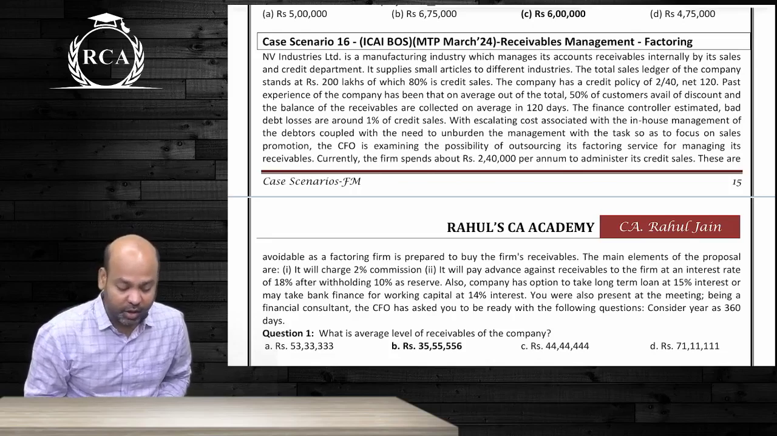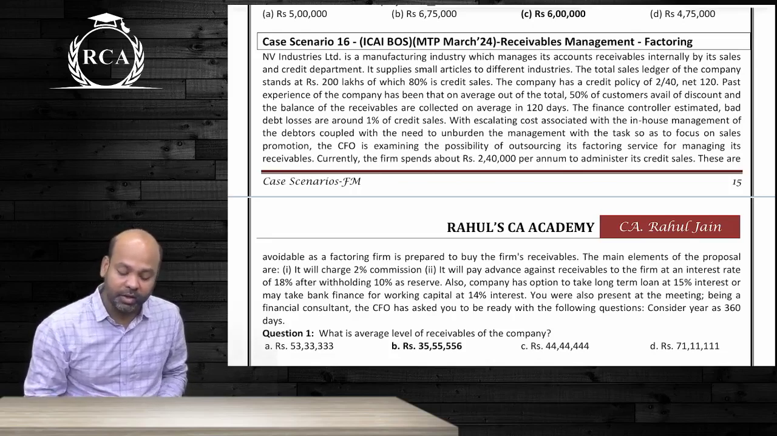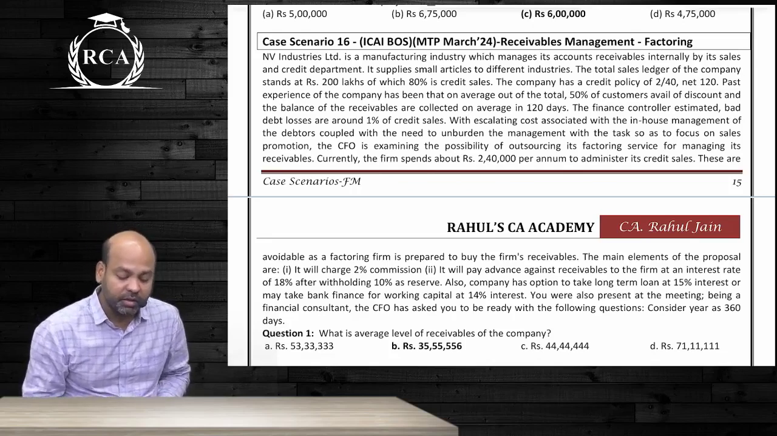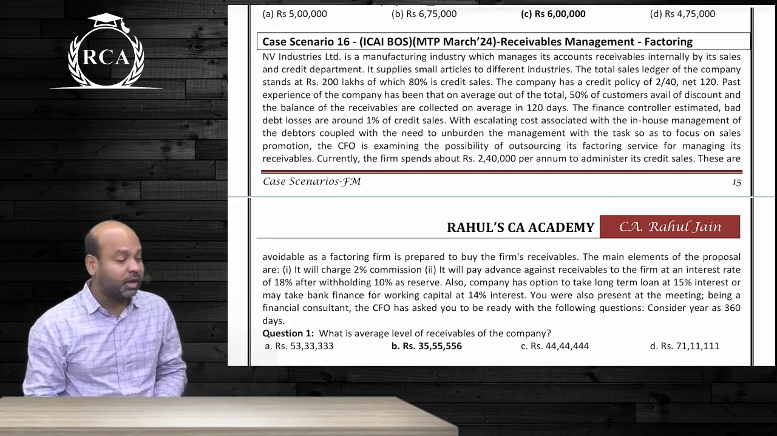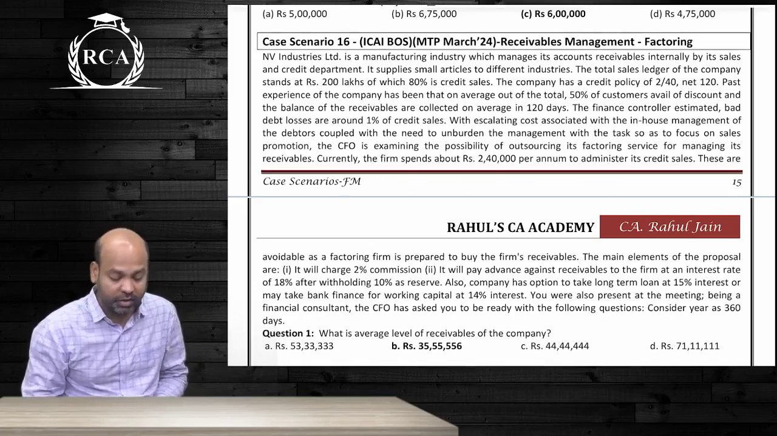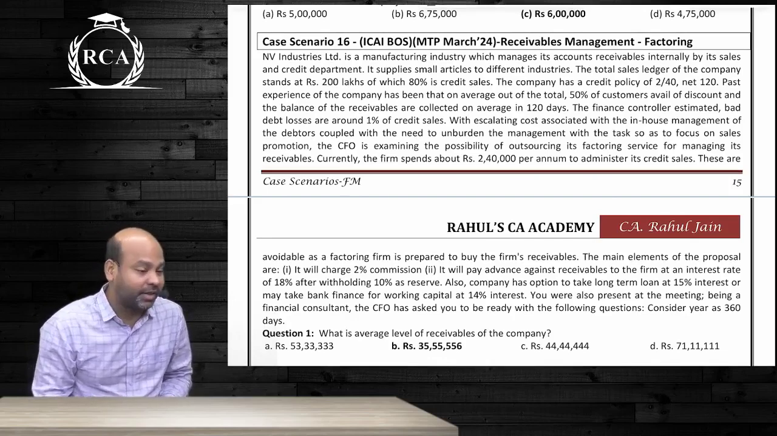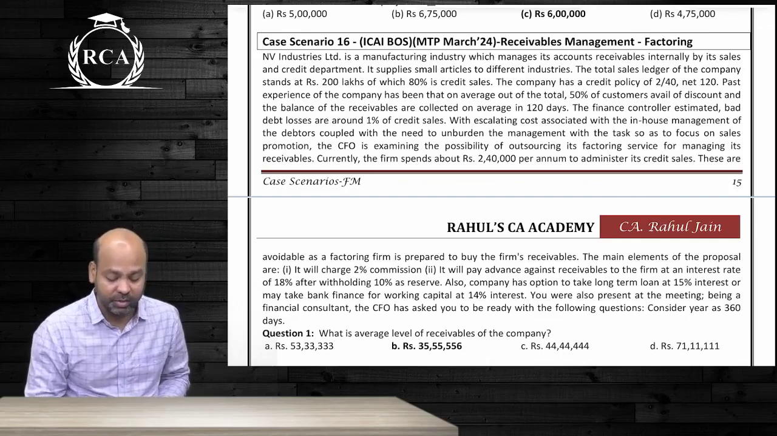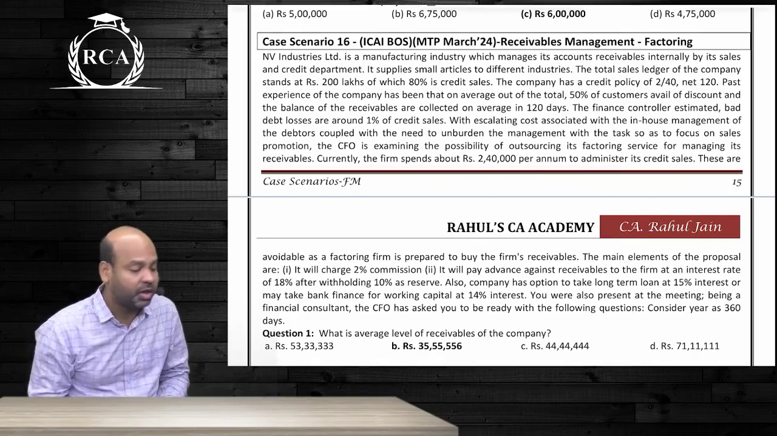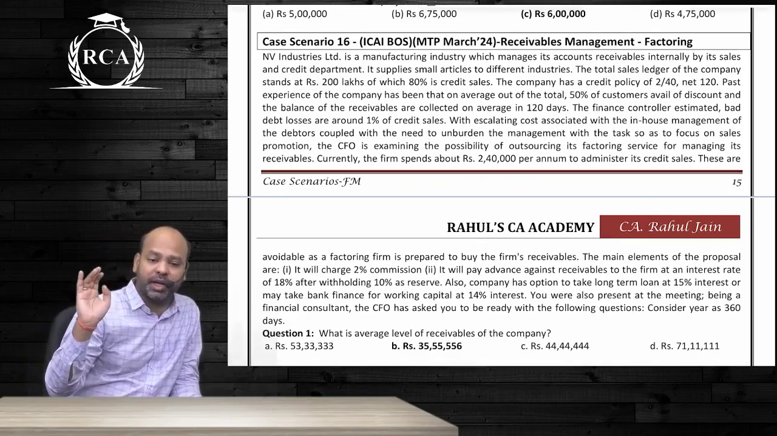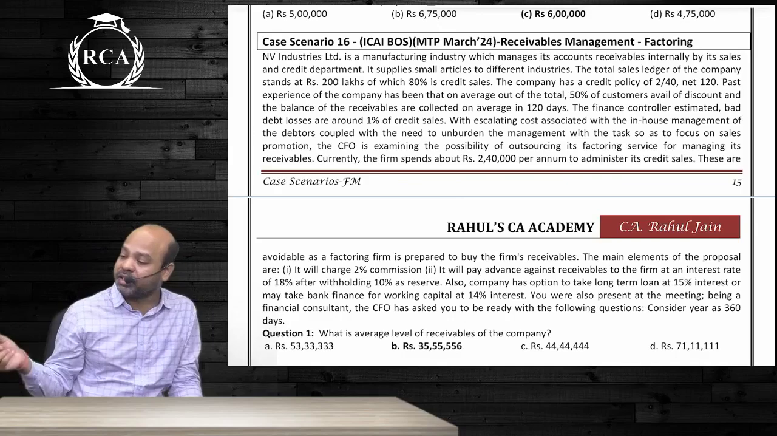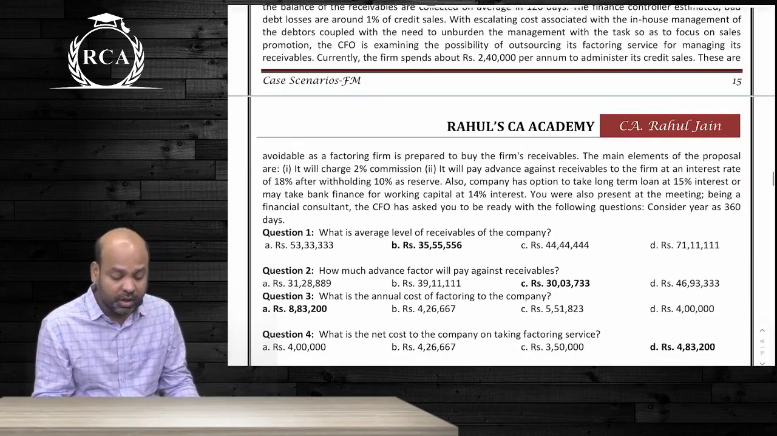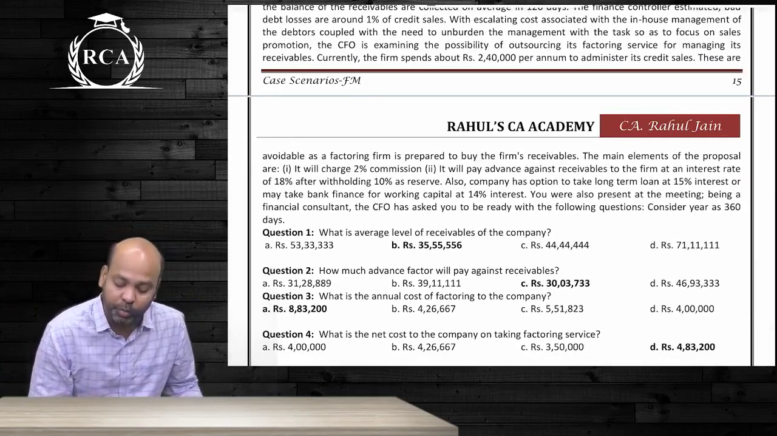The finance controller estimated bad debt losses will be around 1% of credit sales. With escalated costs associated with the in-house management of the data, coupled with the need to unburden the management with the task so as to focus on sales promotion, CFO is examining the possibility of outsourcing its factoring service for managing its receivables. Currently we spend 2,40,000. The full explanation has been given, beta, of what is currently being done: how much is the credit sales, the average collection period, the bad debt losses, and the credit administration cost. These are avoidable as a factoring firm is prepared to buy the firm's receivables.